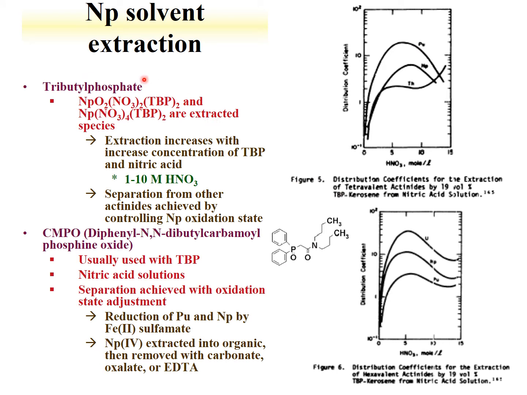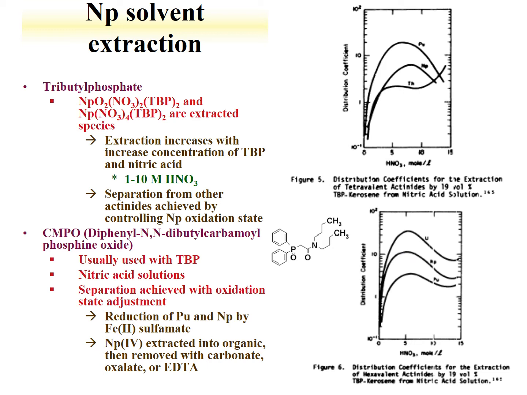We've already discussed the solvent extraction-based methods using tributyl phosphate, where, very similar to the uranium, we get the neptunium-6 2-nitrate tributyl phosphate, and as we'll see with plutonium, the neptunium-4 with 4-nitrate tributyl phosphate system extracted. Data is shown here for the extraction of tetravalent neptunium and hexavalent neptunium.